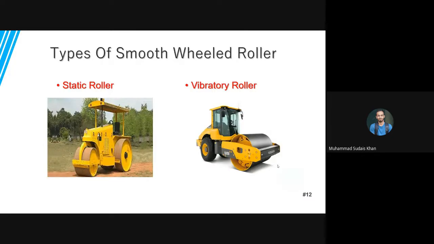Okay, so here you can see the pictorial representation of a smooth wheel roller. We can either have a static roller or a vibratory roller. You can clearly see that both of these rollers have two wheels at the rear, and we have a big, huge weighted drum at the front with a smooth surface. So that's how you can identify these rollers.